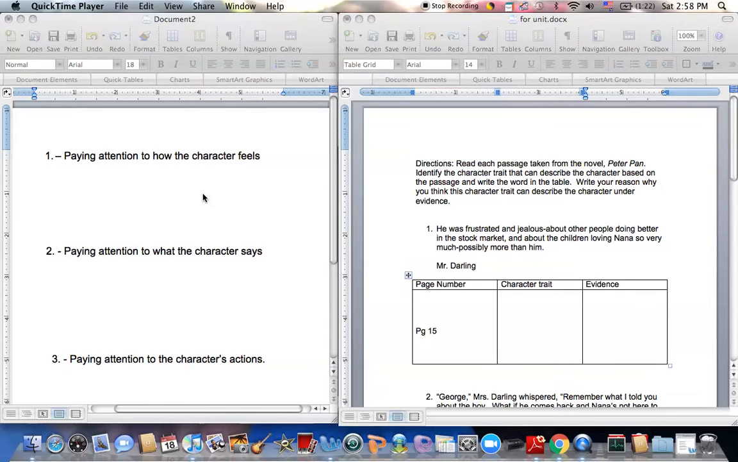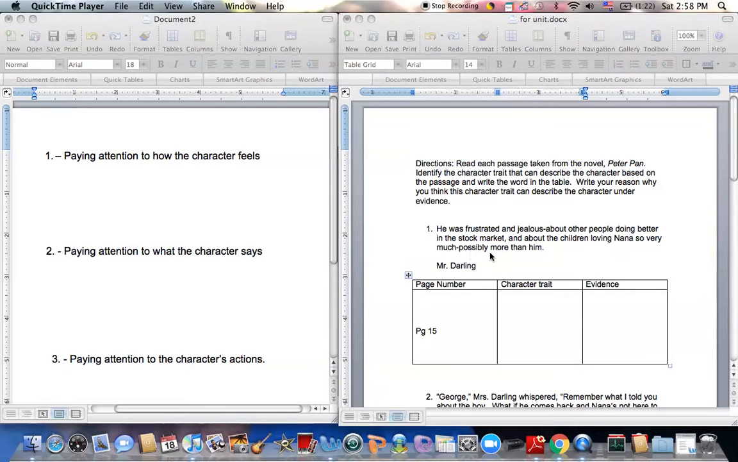Tomorrow, you will be filling out the same recording form sheet, but it will have different passages from Peter Pan on it. By working on these two worksheets, this will help us complete our end project of creating a Google Slides on the different characters in our novel. So, let's look at number 1.